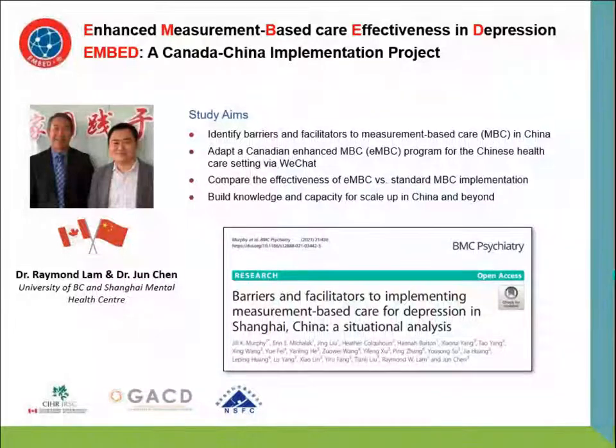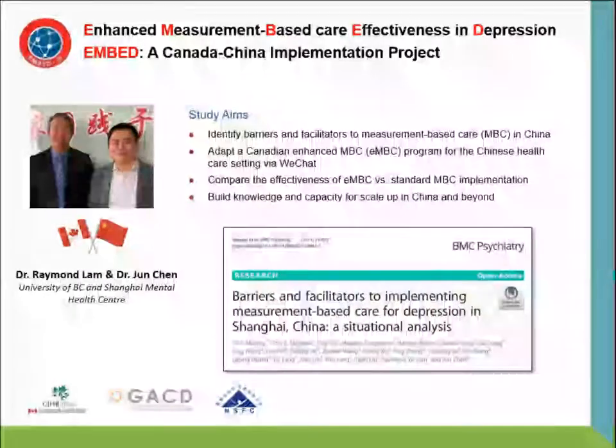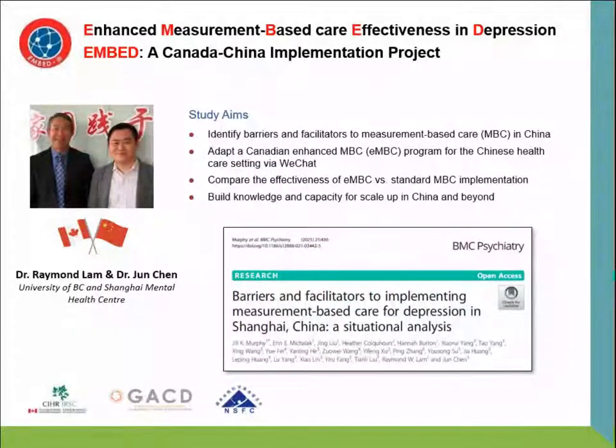In the first part of our study, we interviewed patients, doctors, and hospital administrators to really do a comprehensive analysis of some of the barriers and facilitators to implementing measurement-based care for depression in the mental health centers in Shanghai, and recently published this in BMC Psychiatry.